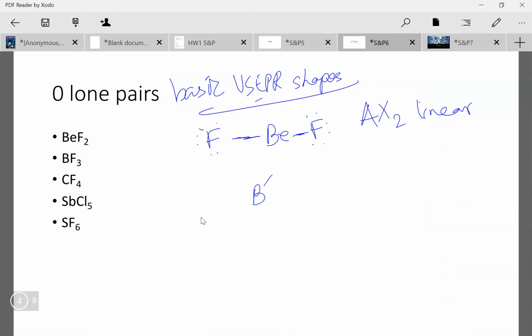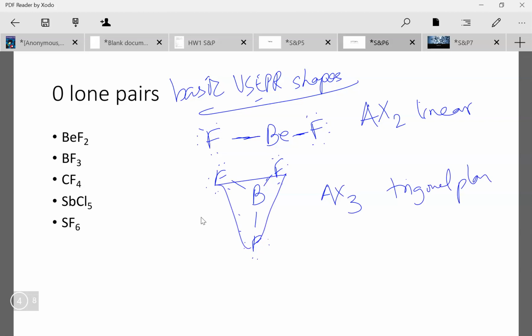BF3 looks like this. Again, a bunch of lone pairs around the fluorines, but no lone pairs around the boron. This will be an AX3 because, again, 3 bonds and 0 lone pairs around the central atom. This is what we call trigonal planar because it forms a triangle, and it's on the same plane, so there's no 3D element yet. And as you might expect, all these cases are non-polar.